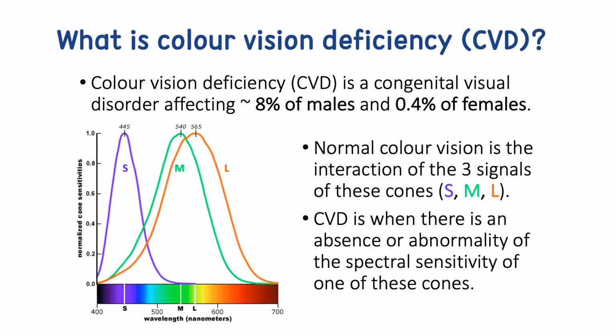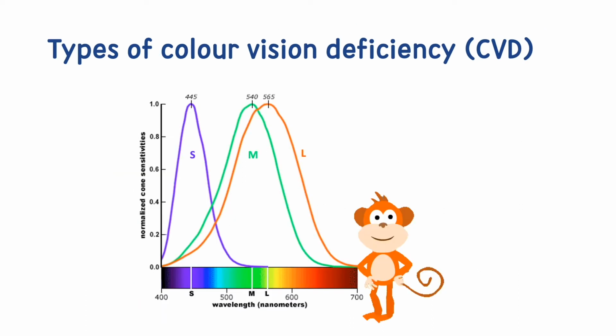So normal colour vision is the interaction of the 3 signals of these cones, these S cones, M cones and L cones, whereas CVD is when there is an absence or abnormality of the spectral sensitivity of one of these cones. So there are different types of CVD and they have different names. Tritan refers to a deficiency in the S cone, but this is extremely rare and very few people have it, with a prevalence of about 0.001%.